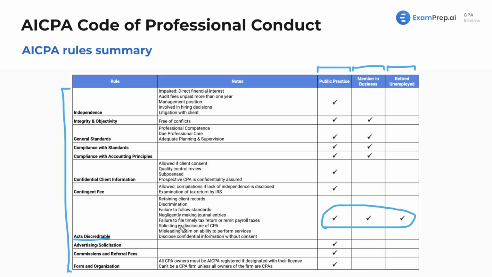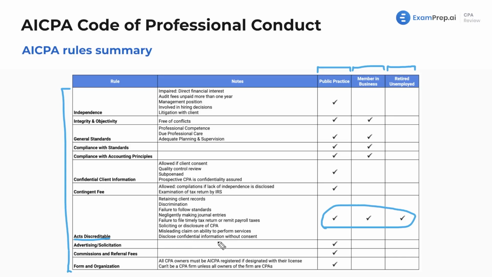Negligently making journal entries, failure to file timely tax returns. So you need to do that yourself. Also, soliciting or disclosure of CPA. You can't solicit, and we'll talk about that here. Try to get business based on that CPA license. Misleading a claim on ability to perform services. You can't say you're able to do something while you're not able to do it. Just make sure you're acting ethically. All right, that is essentially that rule there.